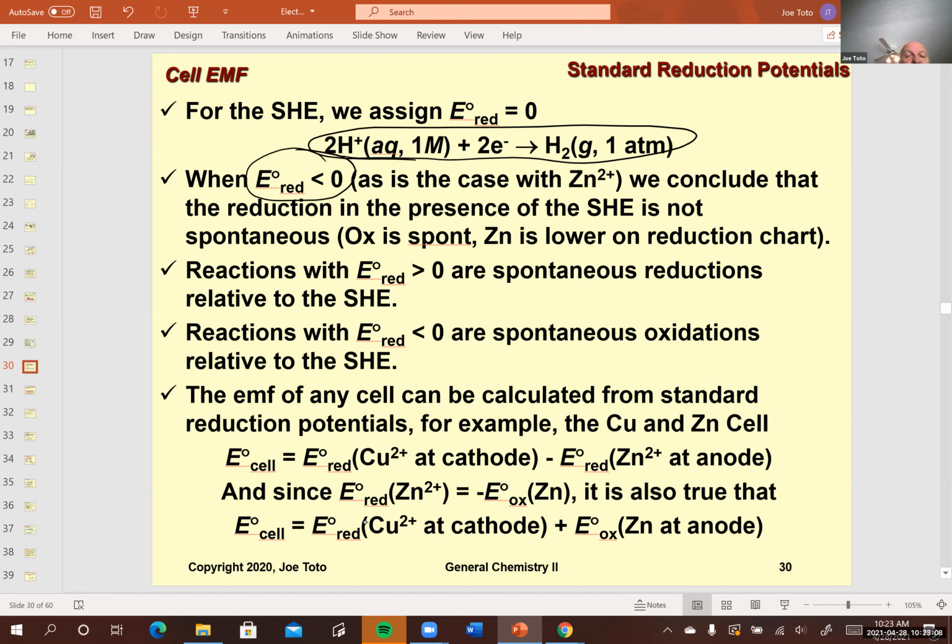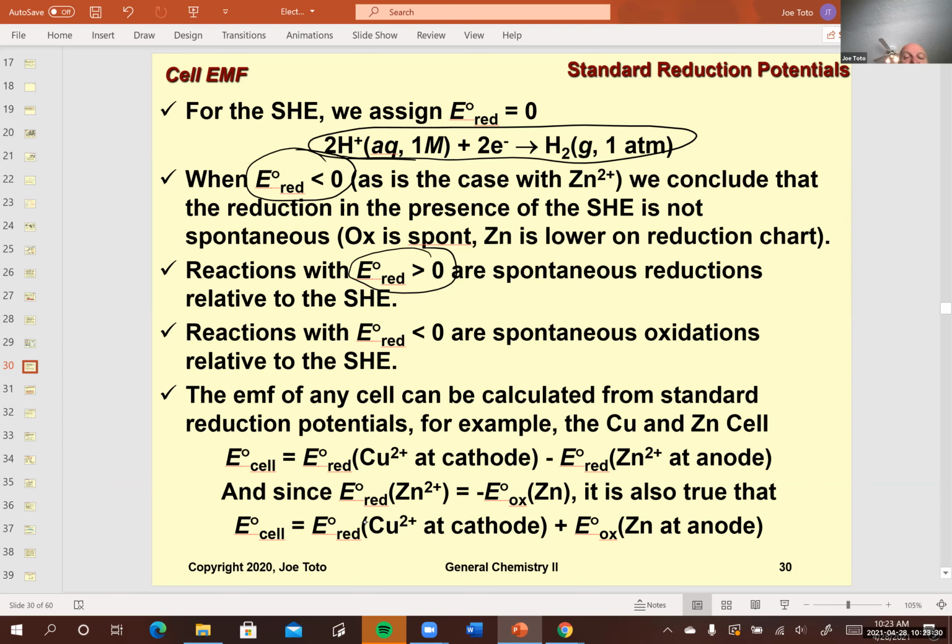If the reduction potential in the reduction chart that we just looked at, the one on the left, is positive, that means that it's going to gain electrons. That half cell is going to gain electrons, and they're going to come from the standard hydrogen electrode. All right.